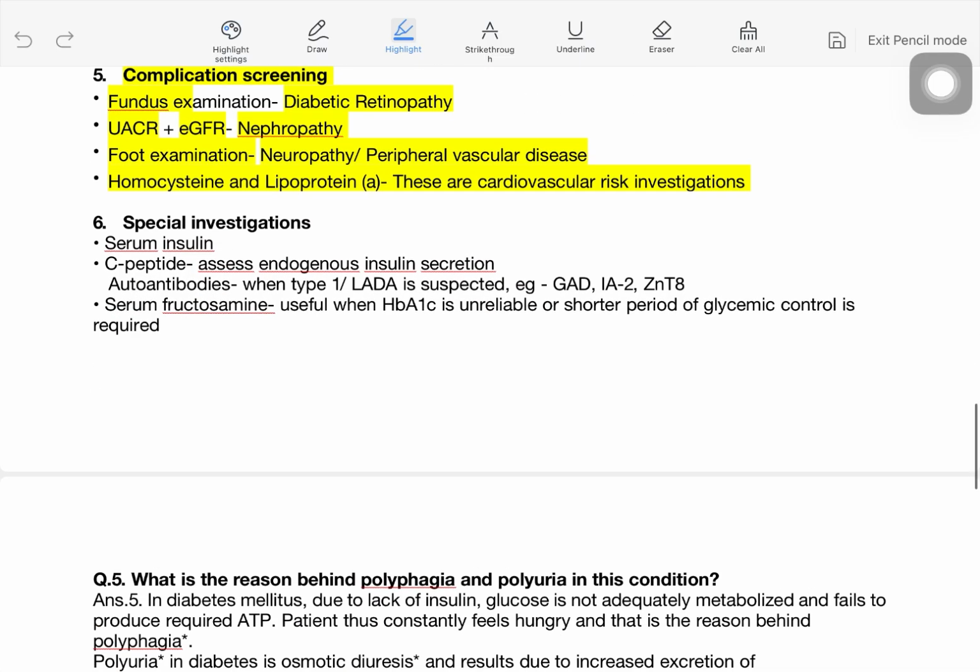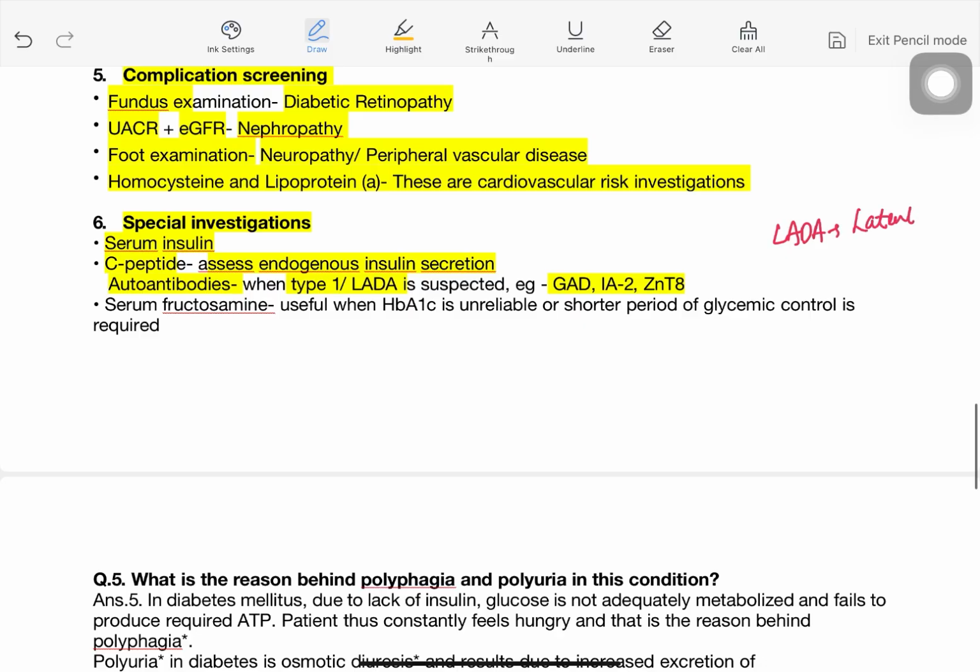Then we will do the special tests. So these are serum insulin and C-peptide. So they measure how much insulin the patient's pancreas is naturally making. Next are the autoantibodies. These are GAD, IA2, ZNT8. So these three are autoantibodies tested in blood work to diagnose type 1 diabetes and LADA. LADA is latent autoimmune diabetes in adults.